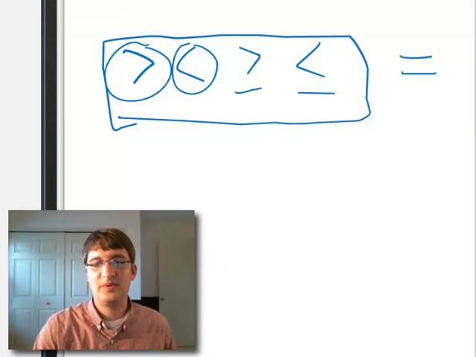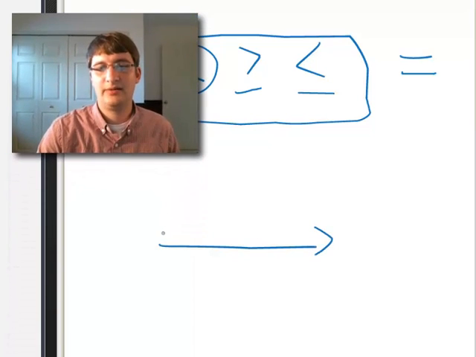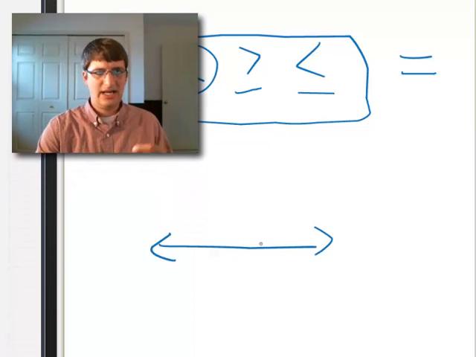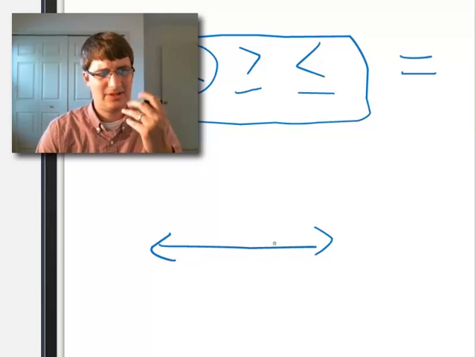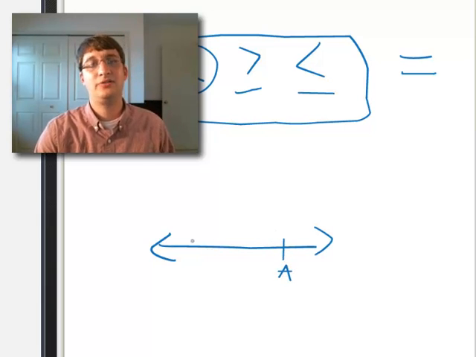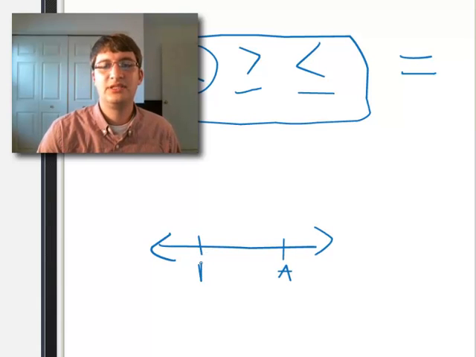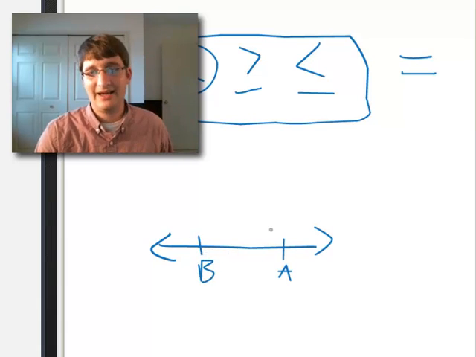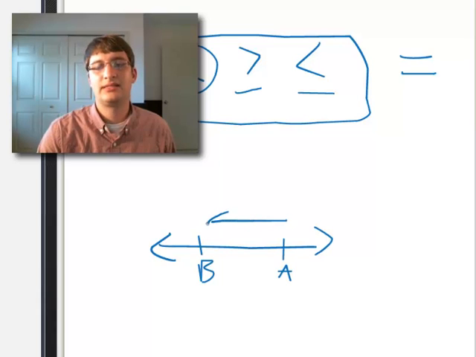The way I remember this is I think of a number line, okay? Let's just say I'm at this part in the number line. So I'm at point A and I want to go to point B. To do that, I'm going to have to move left, okay? So I have to go in this direction.